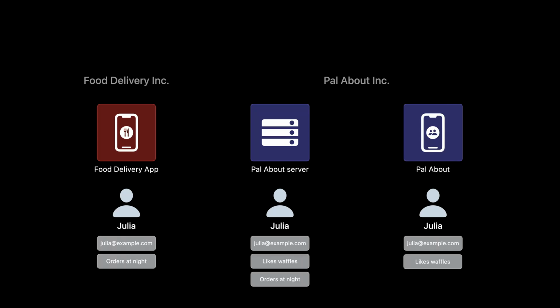Finally, PalAbout uses the combination of my ordering habits and my interest in waffles to show me an ad for a restaurant that serves all-day breakfast. This scenario would require PalAbout to request permission to track, because it linked user data from PalAbout, my email address, with another company's user data, my email and habit of ordering at night, for advertising purposes.